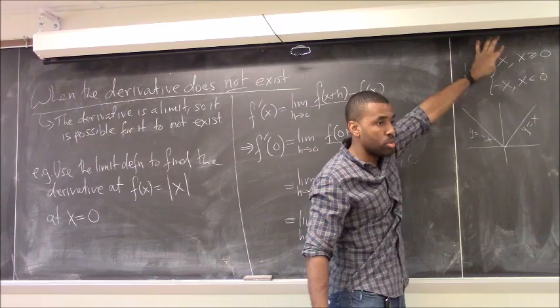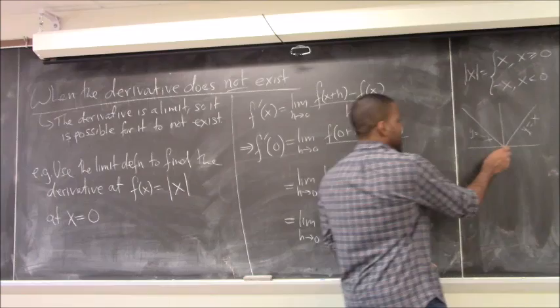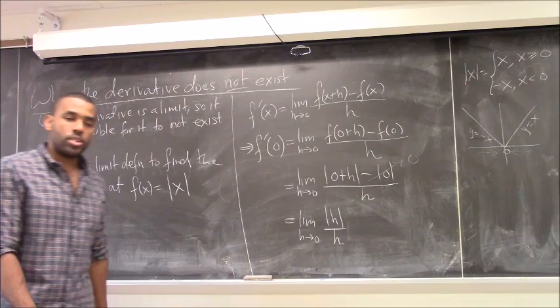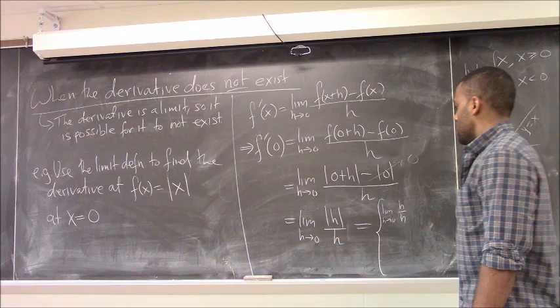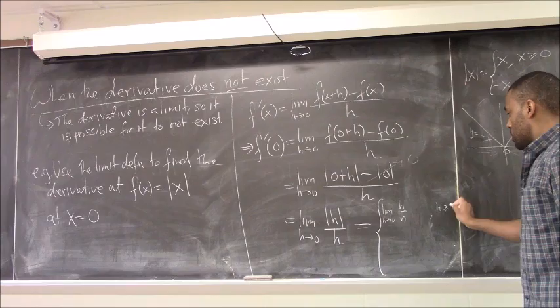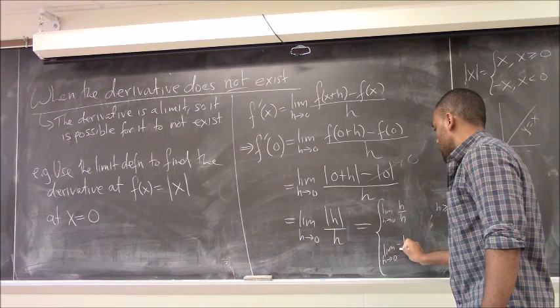So when you get to here and you're approaching 0, notice that that's right here smack dab in the middle. There's a problem whether we're approaching 0 from the left or the right. We're looking at different functions essentially. And so this guy actually breaks into two parts. It's the limit as h approaches 0 of h over h whenever your h is positive. But it's the limit as h approaches 0 of minus h over h whenever your h is negative.